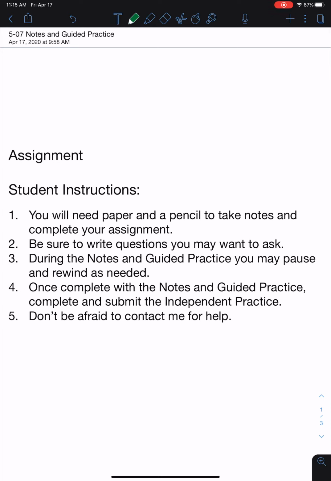Make sure when you submit your independent practice that you're typing in your answers if necessary. If it's a short answer, you have to type in your answer before you submit it. Otherwise, your answers are blank and you get a 0.